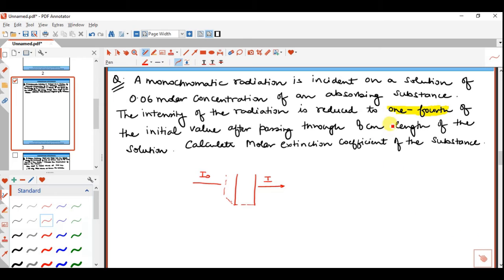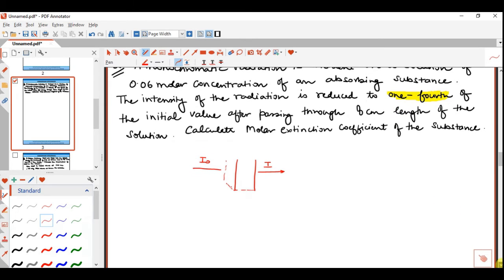So what can I write? This is what they are saying, that the intensity that is coming out, I is equals to 1 by 4 I naught. That means that the intensity that is coming out is 1 by 4 of the initial intensity. So this is what we can reach out to. Now if I try and bring I to this corner, I naught divided by I would be equal to 4, isn't it? This is very simple.